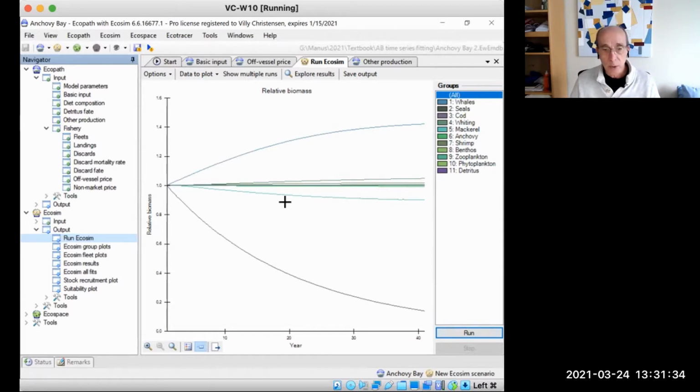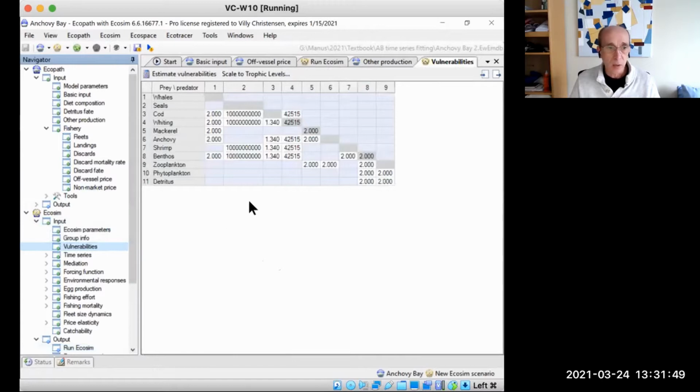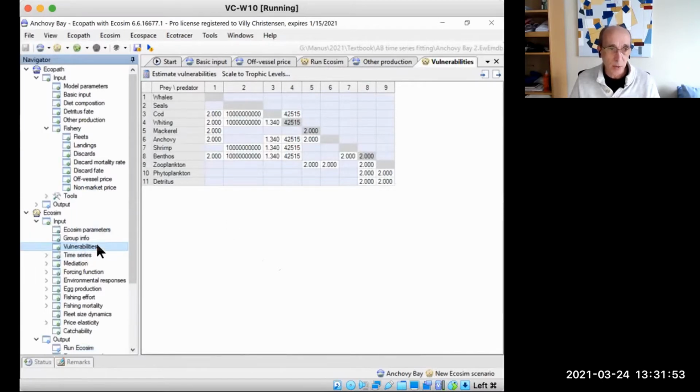Now, what we're going to do in this exercise is to look at maximum sustainable yield. And I encourage you to first explore it by looking a bit at the behavior. One aspect of this is that behavior depends on the vulnerabilities, so the assumptions about carrying capacity. So I go to Ecosim, input, vulnerabilities, and here I fitted the model previously, just fitting for the 3 groups that had time series in them.